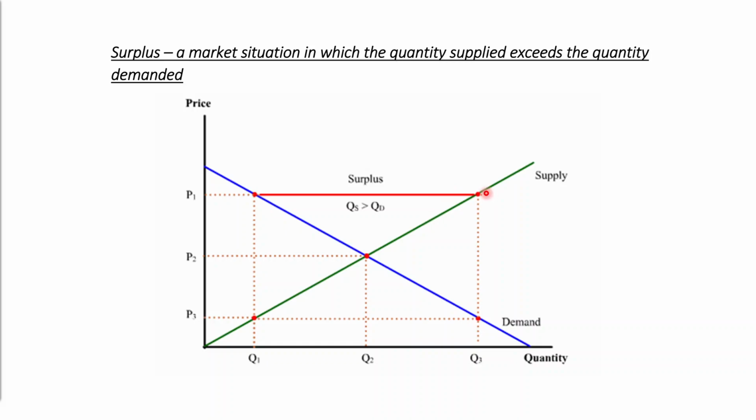And also, at this surplus, suppliers will leave the market because they're simply not selling. They're losing money now, so suppliers will leave the market. And as they leave the market, price will decrease. So in the short run, you might have the surplus, but in the long run, the market will reach equilibrium. Typically, when there is a long-term surplus, it is usually sustained by the government.